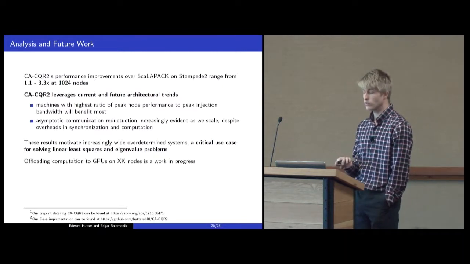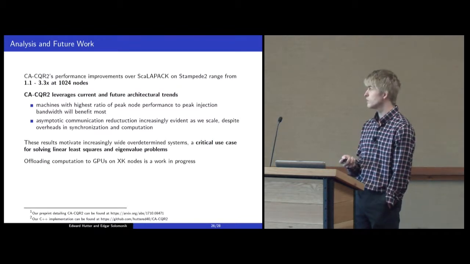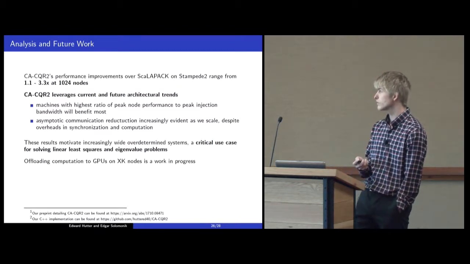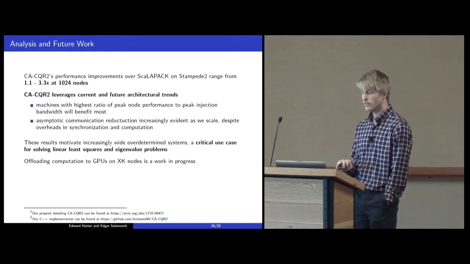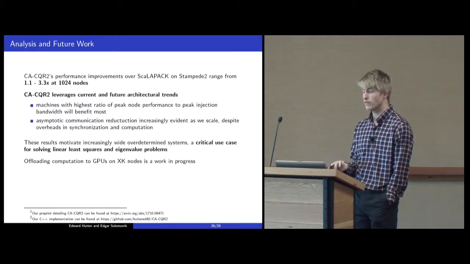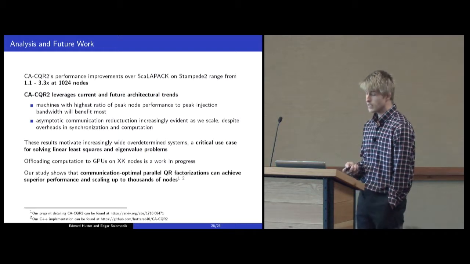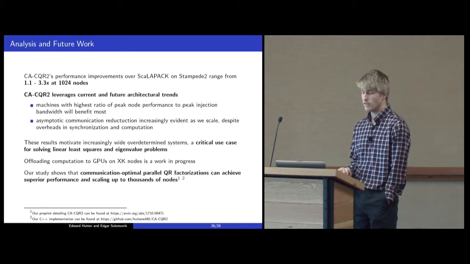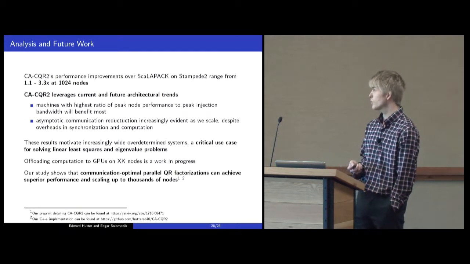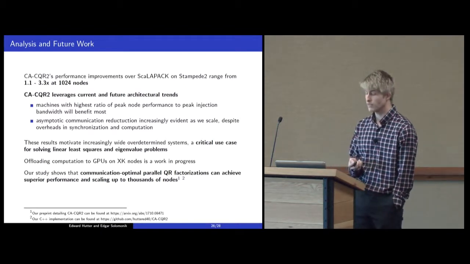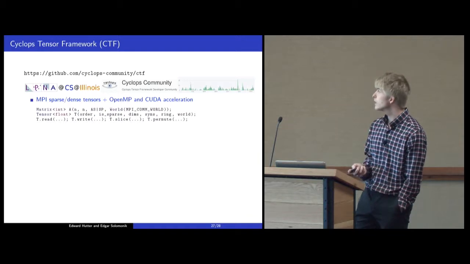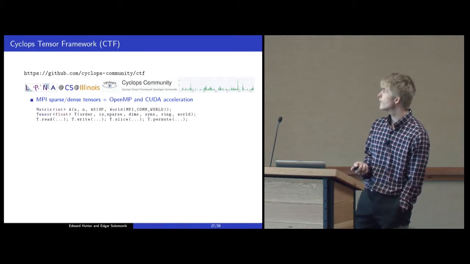We are looking into offloading computation to GPUs on the XK nodes of Blue Waters because these nodes have a higher arithmetic intensity, and so we expect our algorithm to perform better on these nodes versus the XC nodes. And so our study shows that communication optimal parallel QR factorizations can achieve superior performance and scaling up to thousands of nodes. We also developed the Cyclops tensor framework.